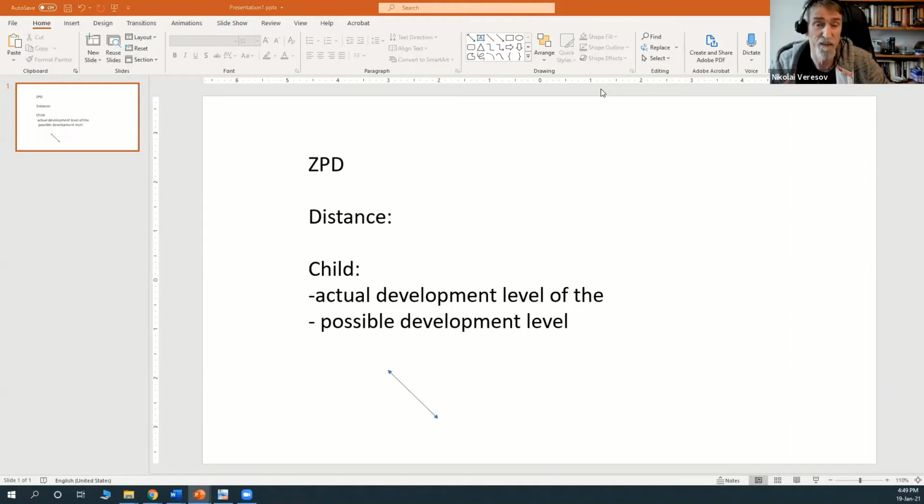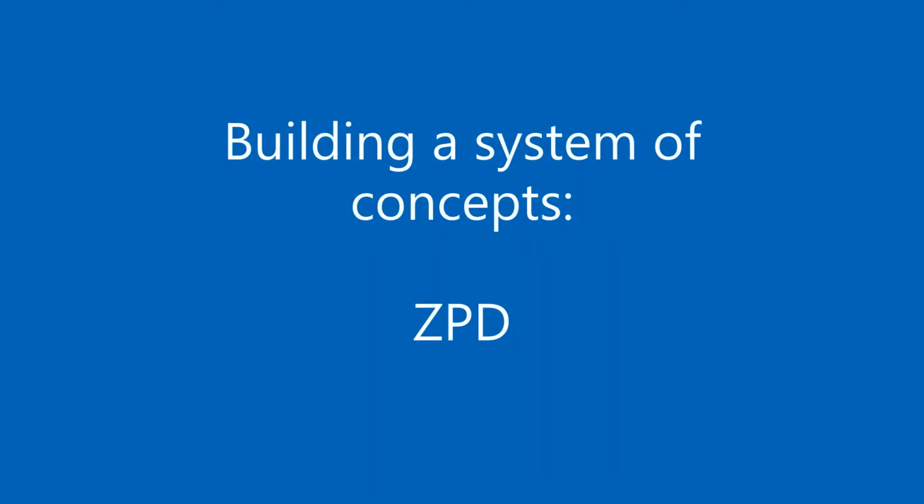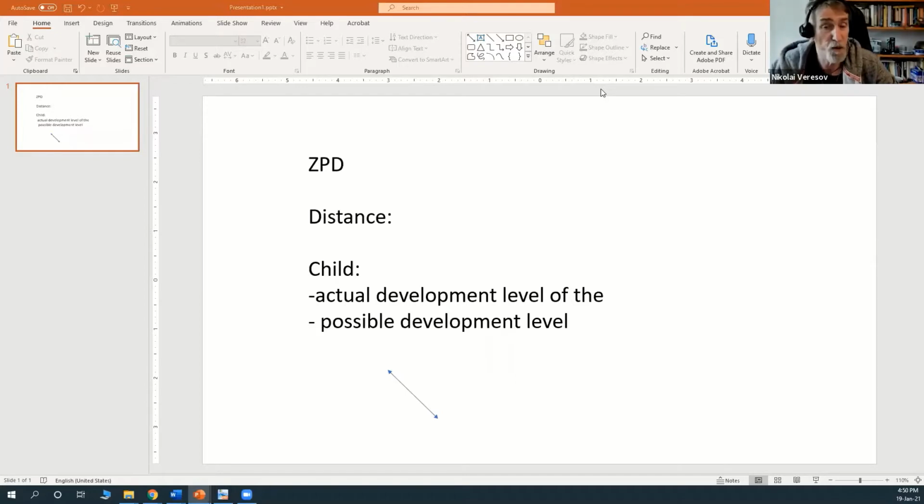And even more, Vygotsky says that if the child has only one scientific concept, it means nothing. A scientific concept does not exist in a vacuum. It always should be a system of interrelated concepts. Exactly what we are doing today with Vygotsky's theory. I'm trying to present the theory as a system of concepts. But this is not the whole story. Believe me or not, it's not the whole story.